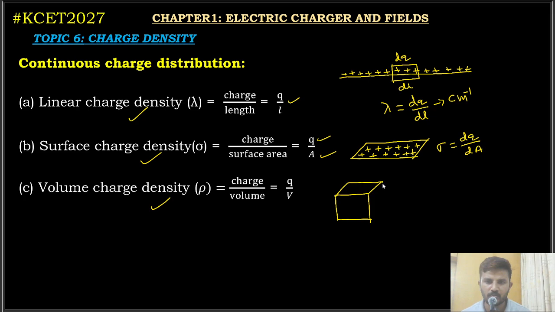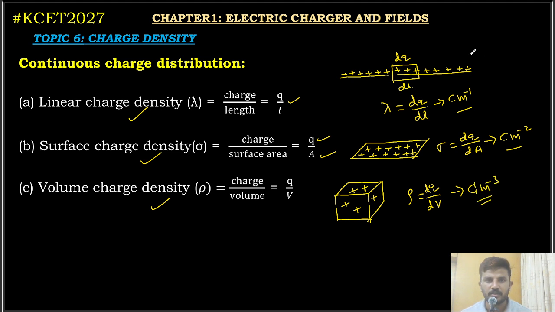And for volume charge density you can take a three-dimensional diagram like this. So in it there will be a huge number of charges present but uniformly distributed. Here the charge density is given by rho, that is dq by dv. A small volume you can consider in it. So dq by dv will give you the volume charge density. Clear? So what about the unit? For surface charge density it is charge per area, so you can take coulomb per meter square. For linear it is coulomb per meter, and similarly for volume charge density it is coulomb per meter cube.